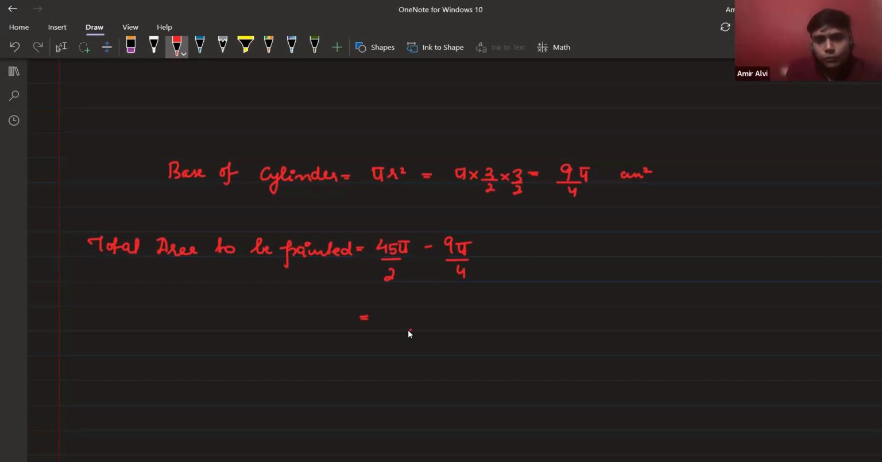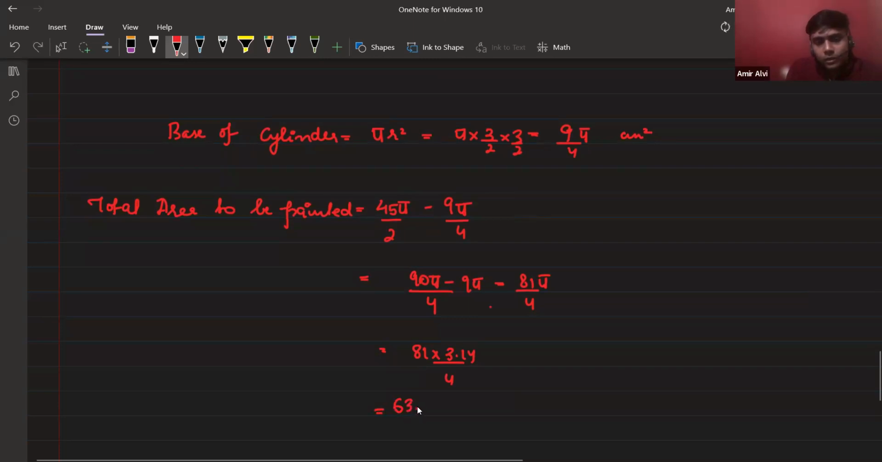Here, 4 will be here. So it is 90 pi by 4 minus 9 pi by 4, which equals 81 by 4 pi. So it will be equal to 81 into 3.14 by 4. Eighty-one into 3.14 divided by 4. So it is equal to 63.585.